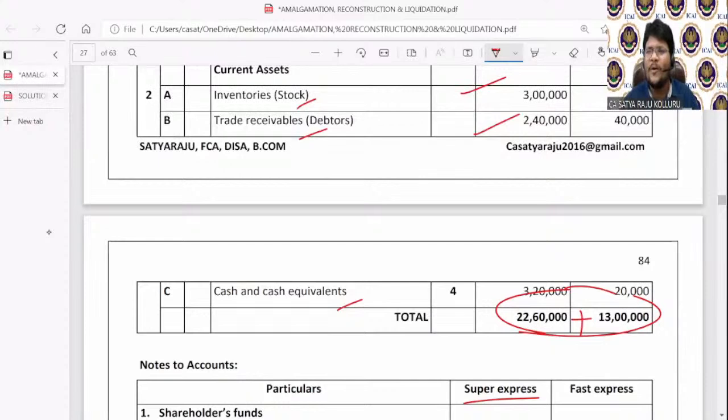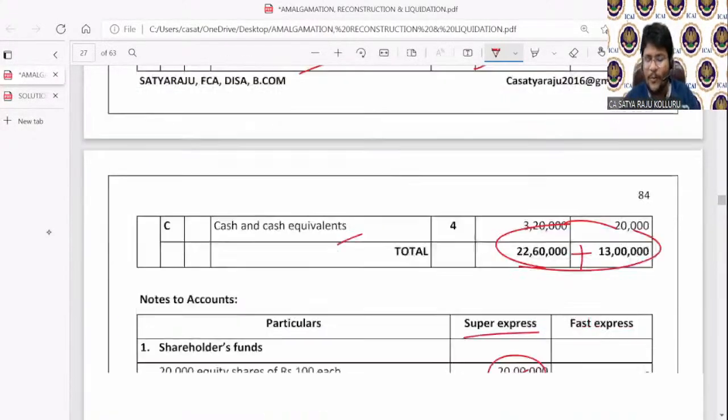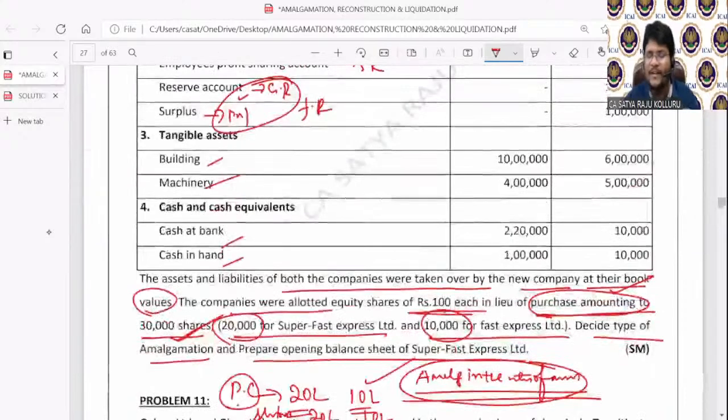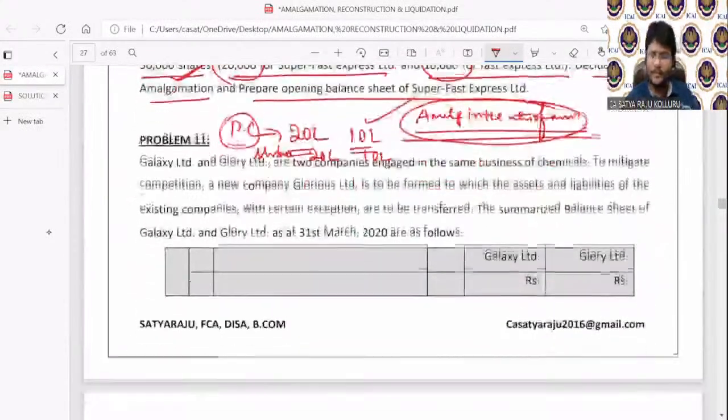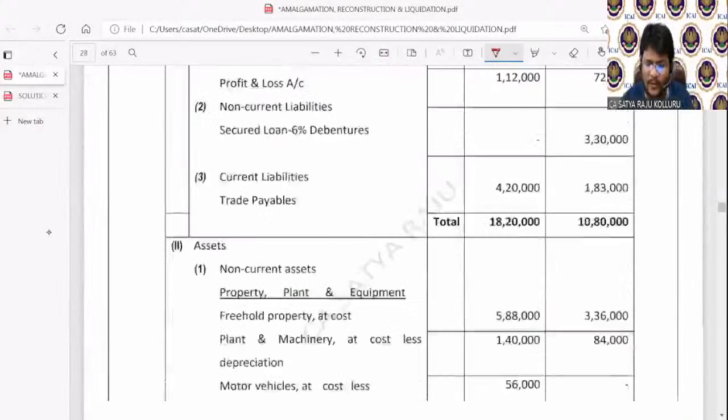That means if such type of problems are asked in the examination, what should you do? Simple line by line addition. That's it. Do you understand, guys? So maybe the problem looks very big, but nothing is there. Simple line by line addition of assets and liabilities. In case of merger, if there is no profit, no loss situation, then the problem is dead easy. Okay. Next, all of you, please come to the next problem, guys.